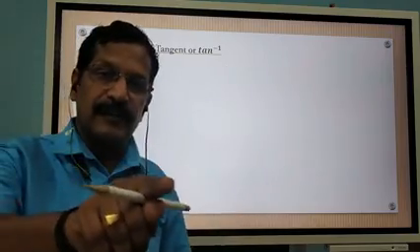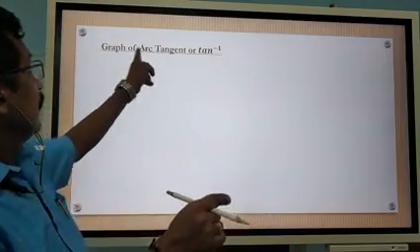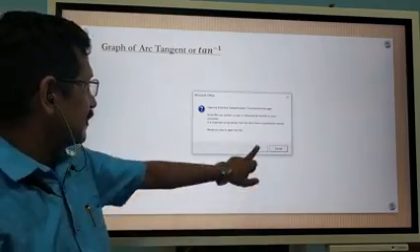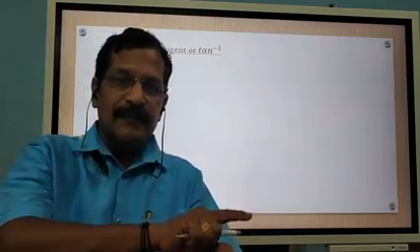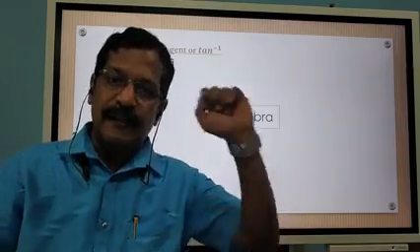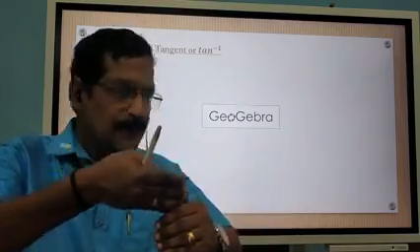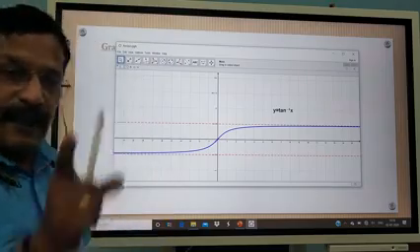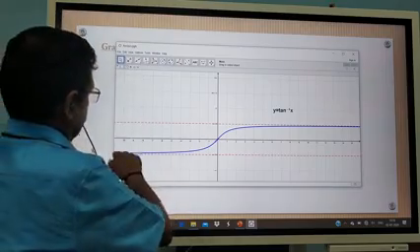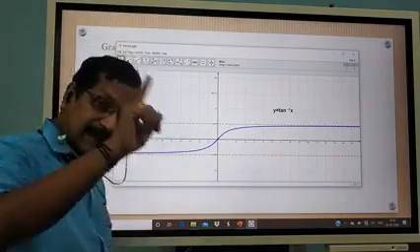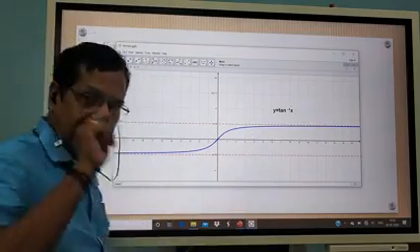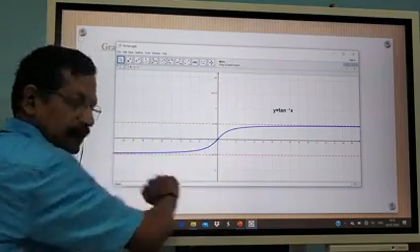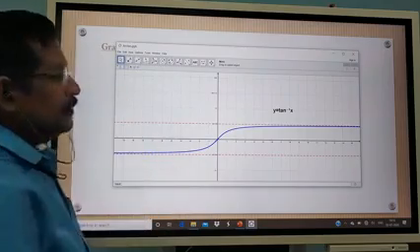Now, what will be the graph of tan inverse? The graph of arc tangent or tan inverse. The x-axis and the y-axis in the case of tan will be interchanged in the case of tan inverse. So, this is the graph of tan inverse. See, the graph is in this way, whereas the tan graph was in this way. Now, this is the tan inverse graph.